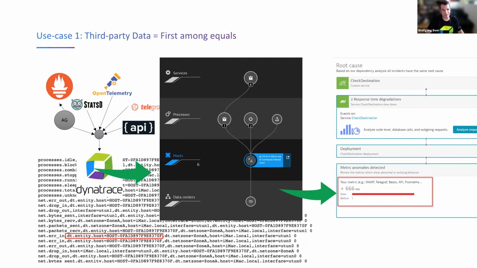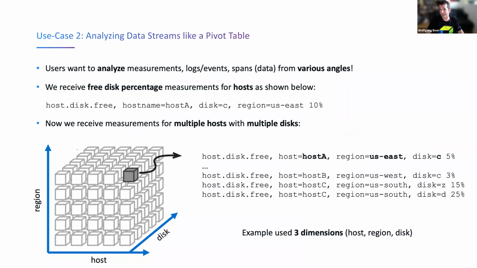Okay, use case number one done, but now use case number two. And now it gets a bit more tricky, but also much more powerful, I would say. Use case number two is how to analyze data streams like a pivot table, and what is a dimension as such. Let's see that in terms of an example. Let's assume you have a metric called host.disk.free. It's the disk-free percentage on a given host. It's a very simple example, but nevertheless, you can grasp the idea of it.